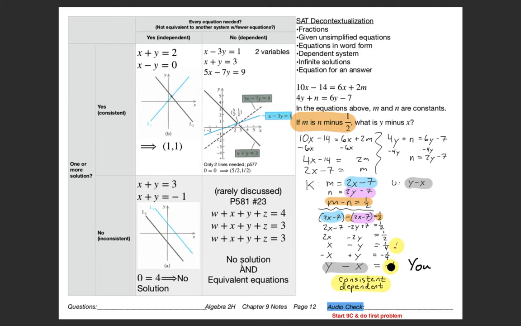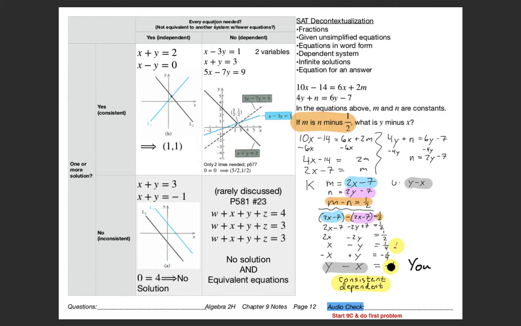First of all, it has no solution because if you choose any 4 numbers and add them all up and you get 4, then you try to add them up again, you can't also get 3, and you try and add them up again, you can't also get 3. So therefore, it has no solution. It is inconsistent. It has 0 solutions.